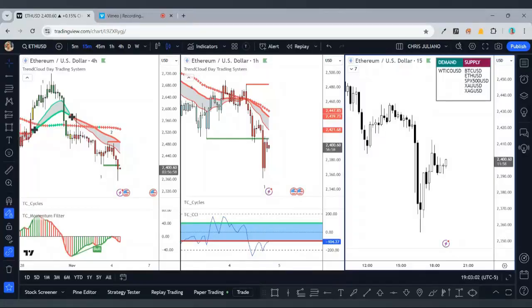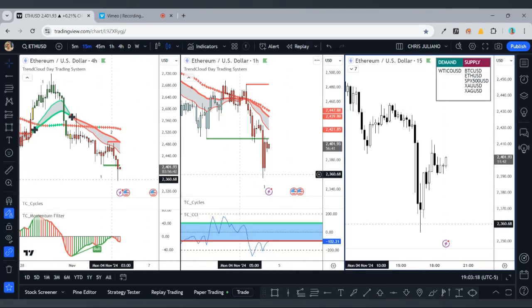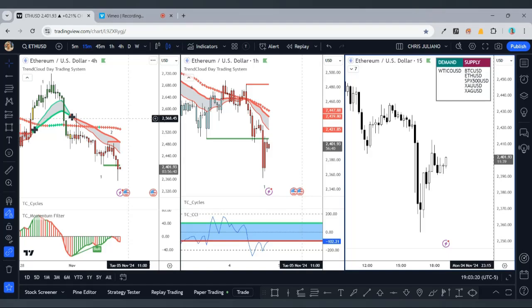All right, let's go over the trade that we took today on Ethereum. I'll go over everything step by step for you so that you can follow along in your paper trading account or your live account. Now, this is the same exact system that we're going to use in the TradingView competition and also in the prop trading firm challenges.